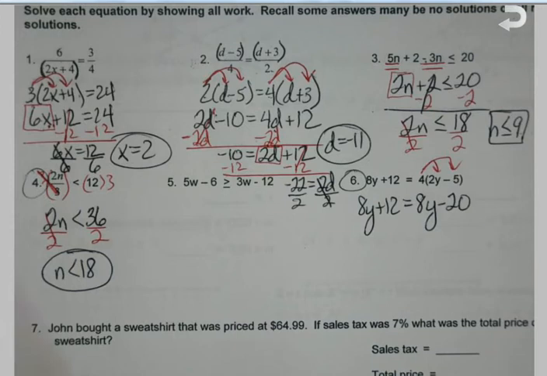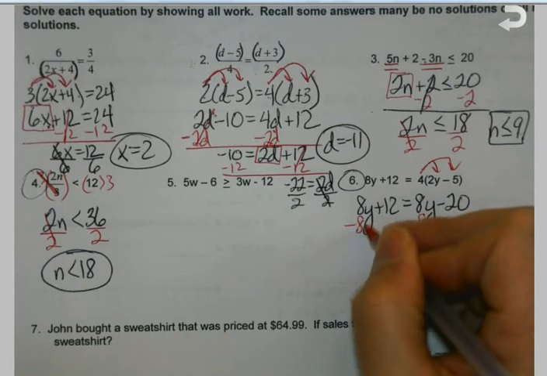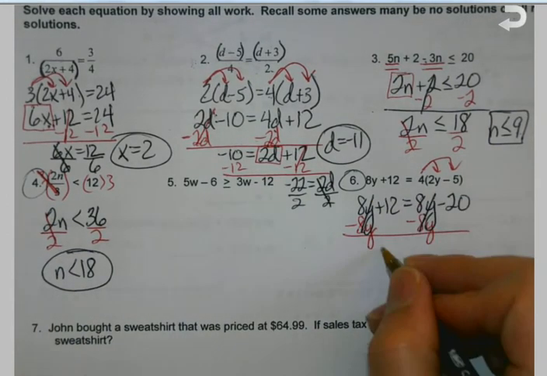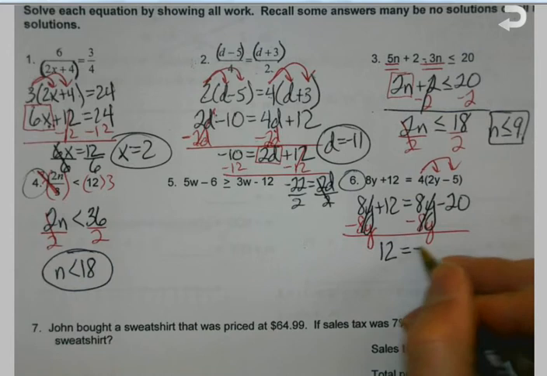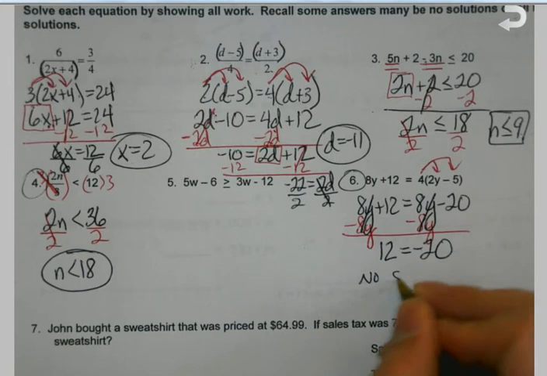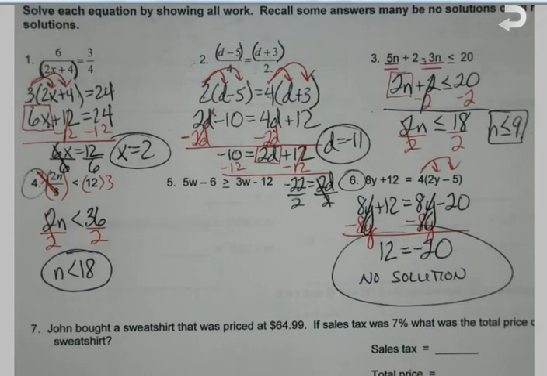And it looks as though when we try to get our y's all together, we run into a dilemma that we haven't run into yet, but Caitlin seems to have it under control. All of my y's go away. But 12 doesn't equal 20. That doesn't make any sense. So this one would be no solution.